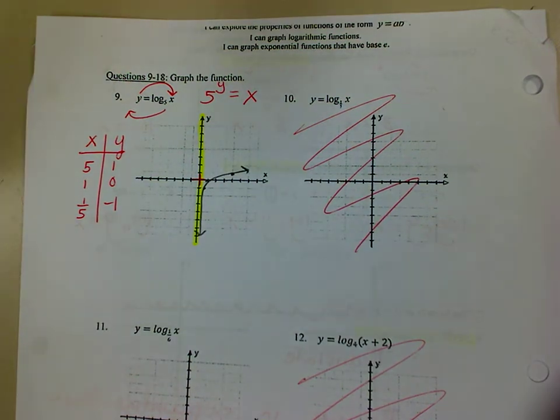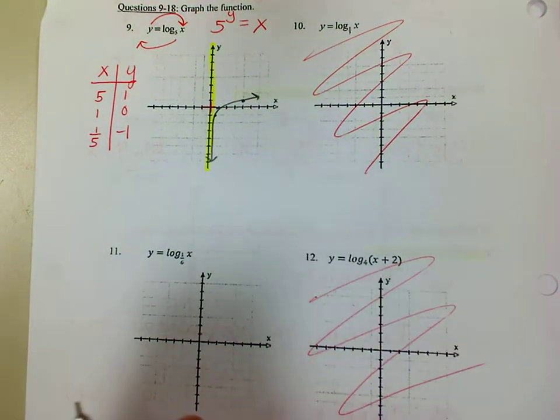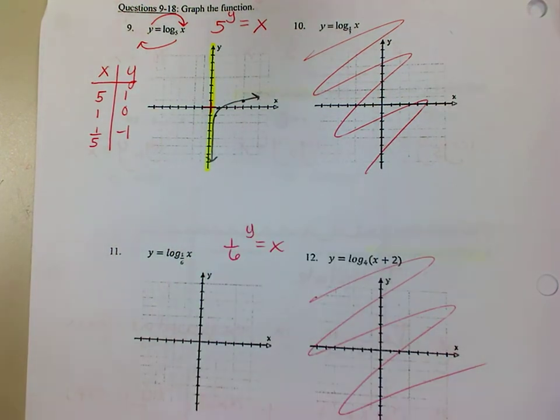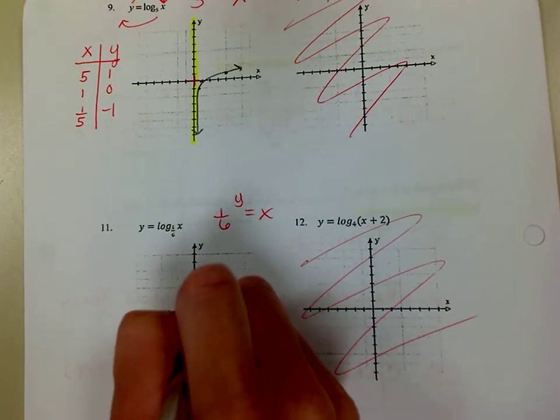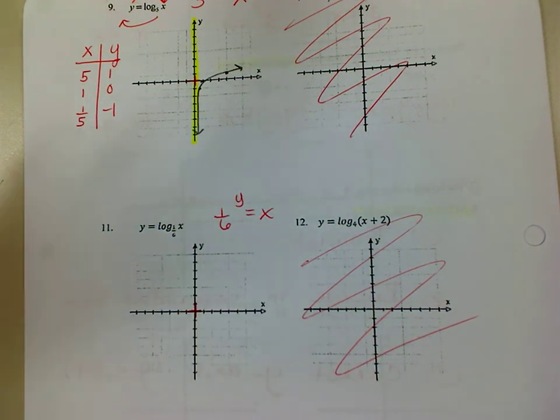Okay, let's look at 11. So on 11, I don't have to translate anything. So the next thing I want to do is rewrite it. So it's going to be 1/6 to the y power equals x. And remember, when you have a log equation and you want to graph it, y becomes the exponent.